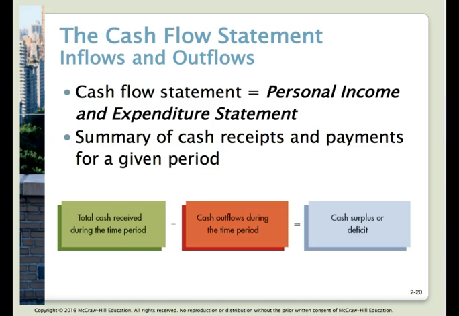So your cash flow statement calculates your inflows and outflows. Cash flow lists the actual inflow and outflow of cash during a given period. And your cash flow statement is a summary of the cash receipts and payments for a given period, such as a month or a year. So your cash flow statement takes your total cash received during the time period minus the cash outflows during that same time period, which equals your cash surplus or your deficit.